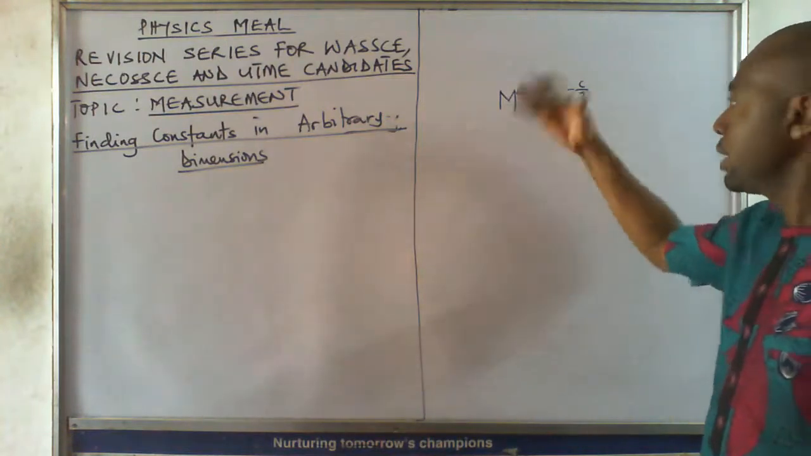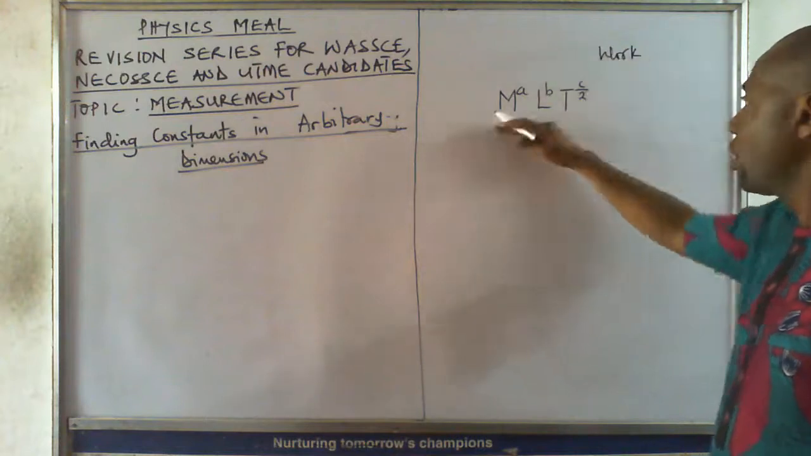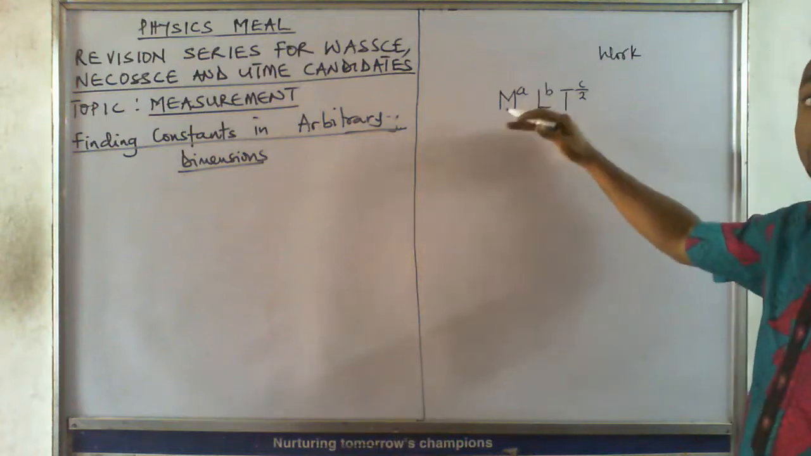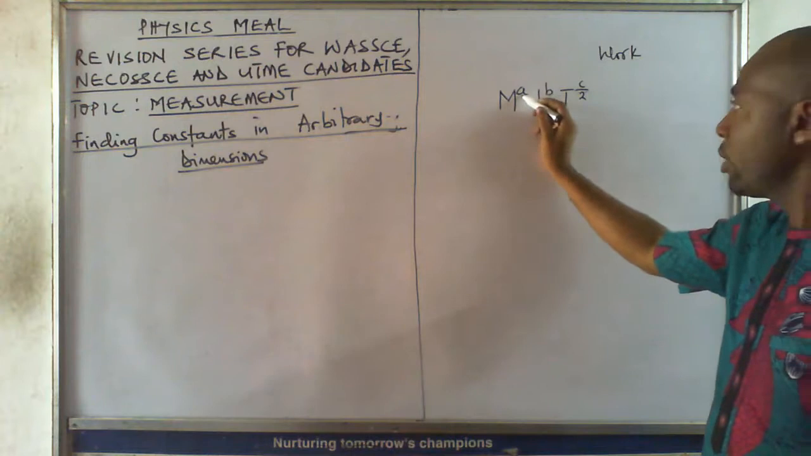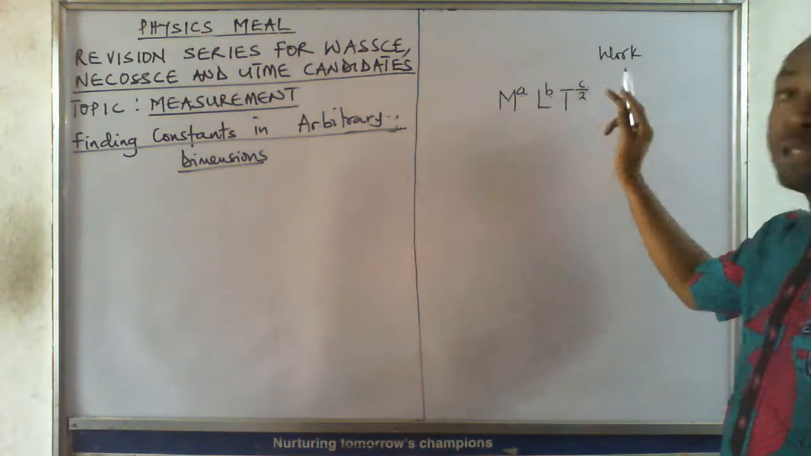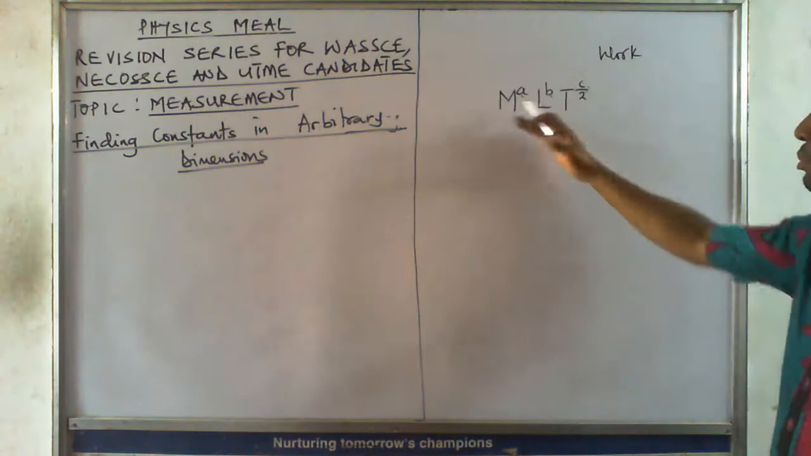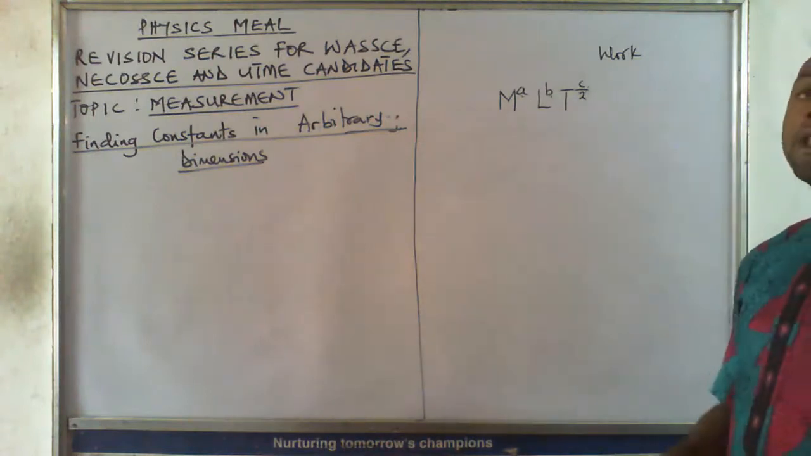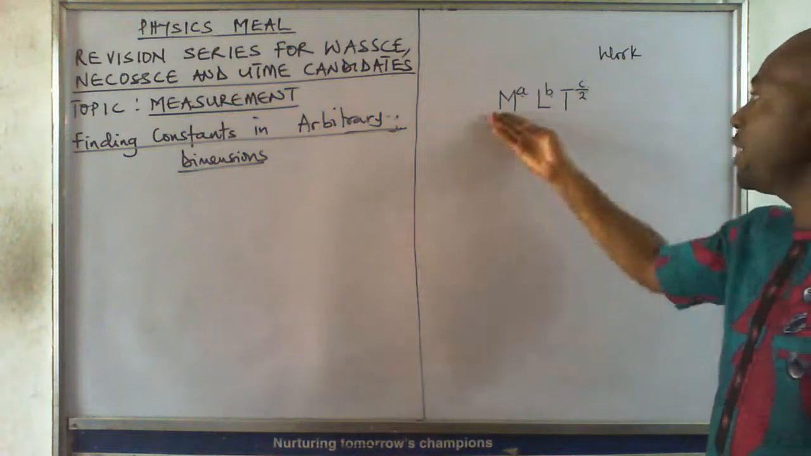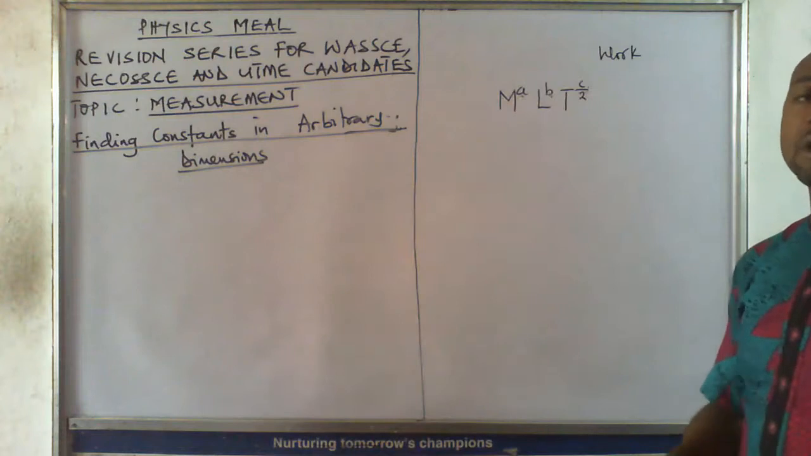Maybe someone may tell you that this is the dimension of work. Now, this is not the dimension of work, actually. It's not the actual dimension, because if it's the actual one, there is a number that's supposed to be here, and here, and here. But these numbers have been replaced with what? Letters. So the dimension is not the actual, rather it is referred to as arbitrary.